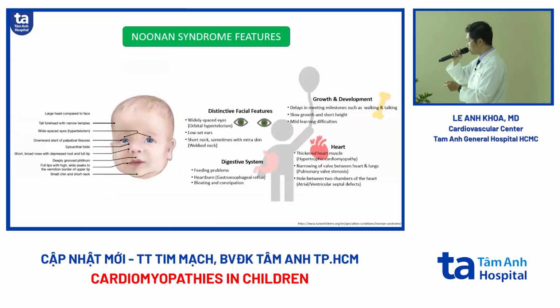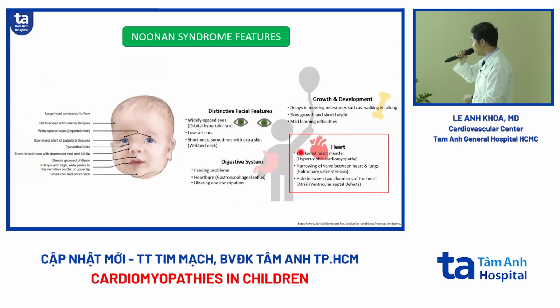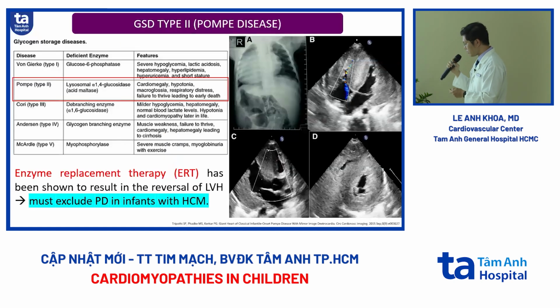Here is the typical face of Noonan syndrome babies. It's characterized by a large head compared to the face, and maybe wide-spaced eyes here. And it affects the heart. It can manifest as hypertrophic cardiomyopathy or pulmonary valve stenosis here. The most common cause of HCM may be GSD type 2, glycogen storage disease type 2, or what we call Pompe disease.